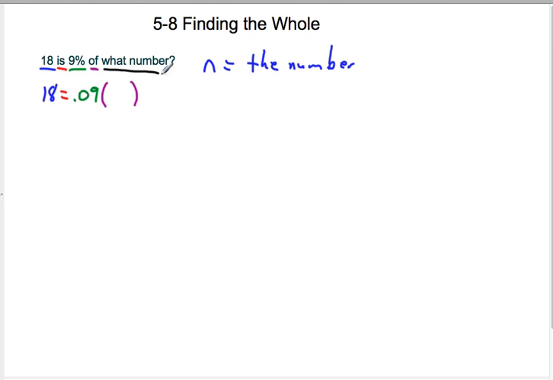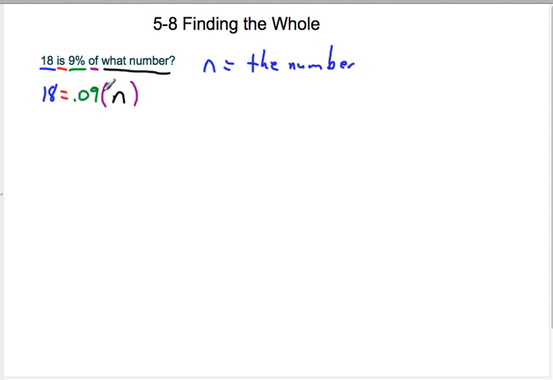So what number? The number is just n. So we have 18 is 0.09 times n. And this might be difficult to understand the first time, but after you do a few of these, you realize it's the same thing every time, and you're just translating directly. It's like taking a Spanish class and just changing every word from Spanish to English. And I'll explain how to solve it from here as well.